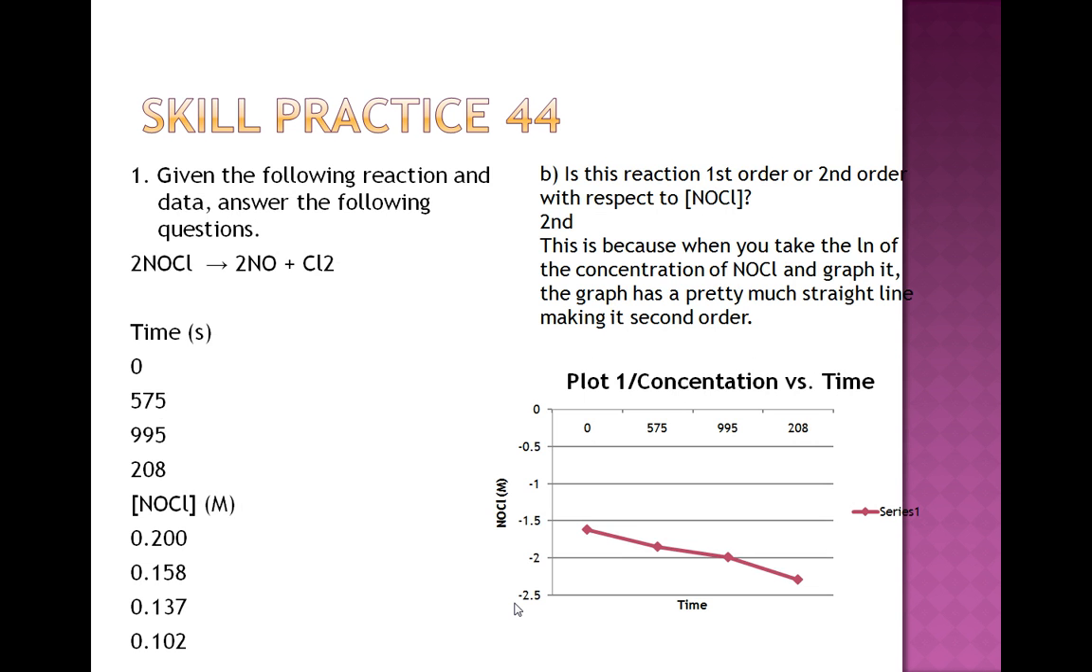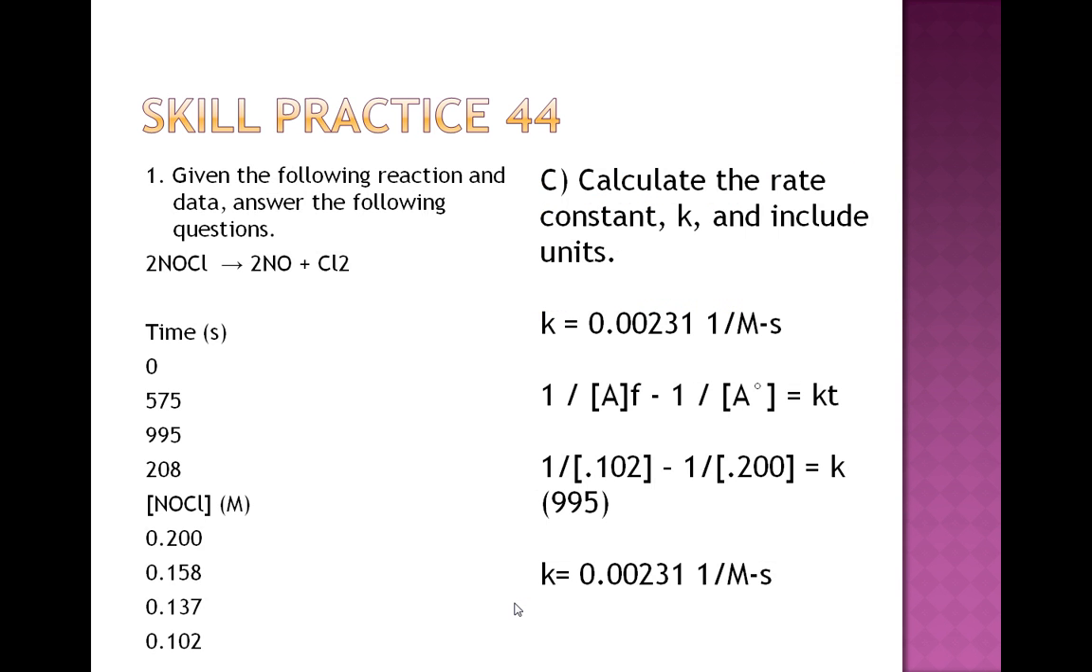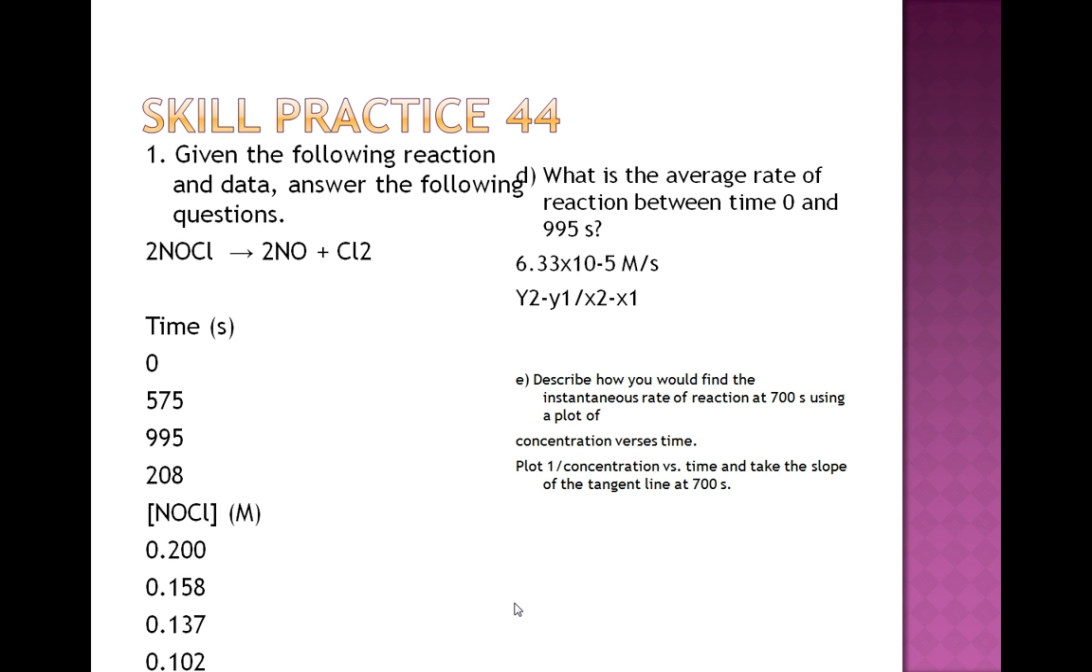B. This order would be second order because when you take the ln of the concentration of NaCl and graph it, the graph has a pretty much straight line, making it second order when first order would not have that line. C. Calculate the rate constant K. So using the formula shown and plugging in 0.102 for A and 0.2 initial and 995 for time because that's the amount of time it was taken, you can solve K, which is 0.00231.